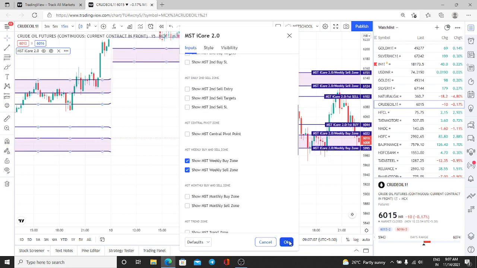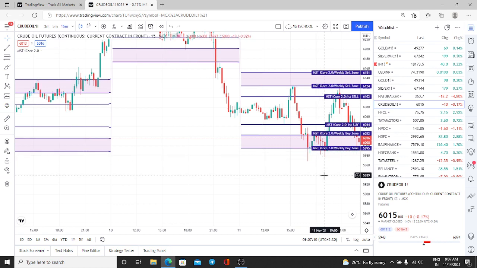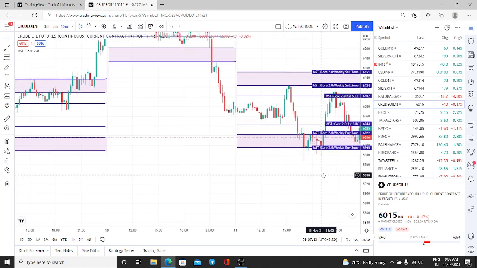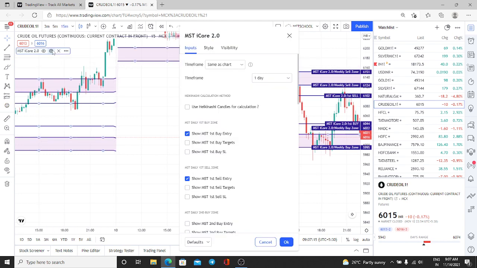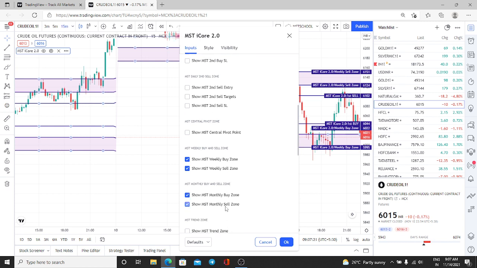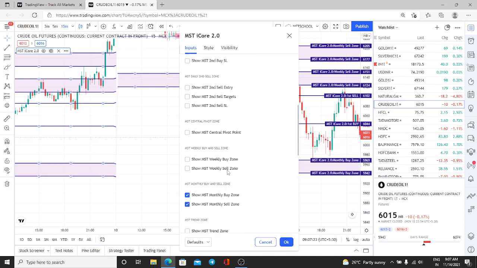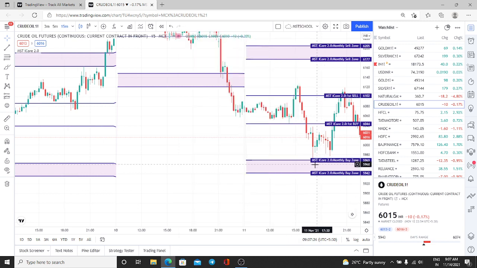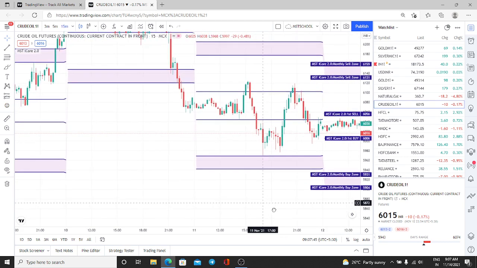enable the weekly buy zone. In the buy zone, you can see none of the candles closed below, and you can go for the monthly buy also. When weekly is breached, go for the monthly. See here, the low is 5969 and our monthly buy zone is also 5969. Exactly our entry has been activated, and immediately we got the entry. We have the target of 6024, 6124.